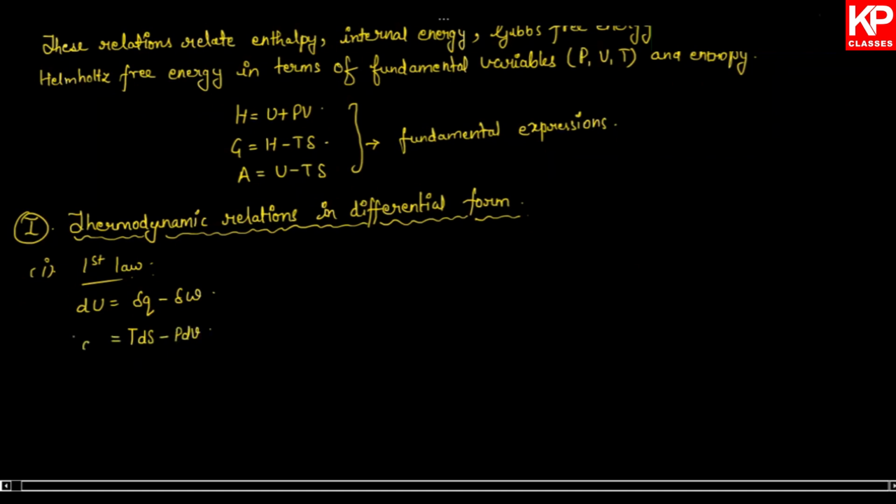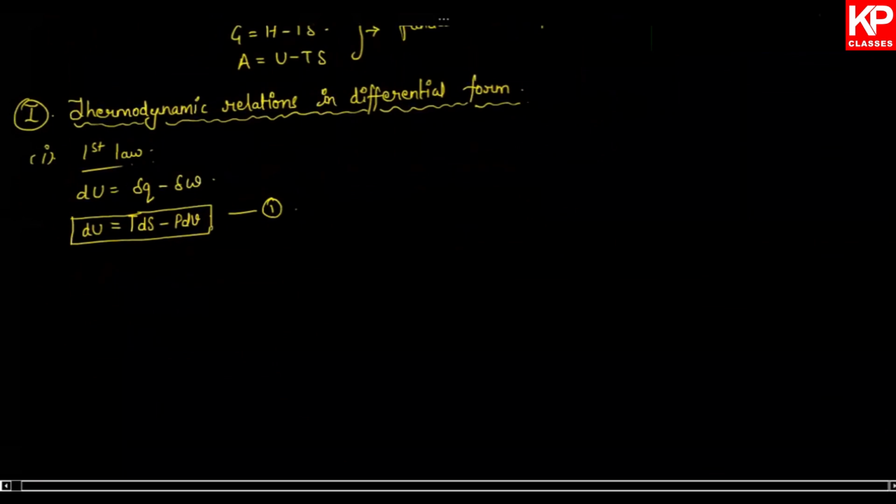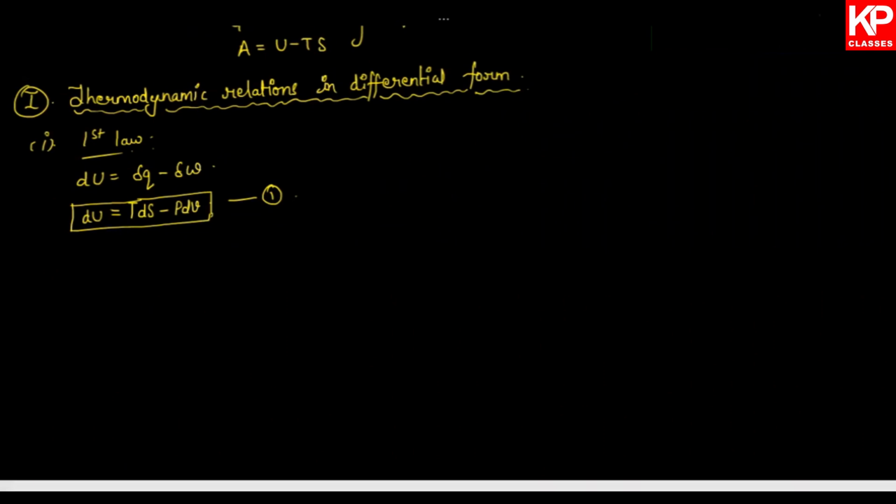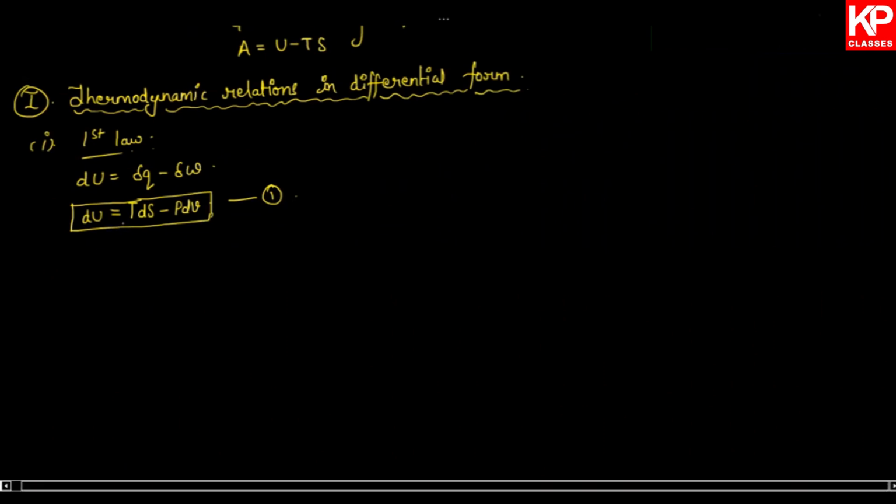Okay, so this is the differential form of internal energy relation with the thermodynamic variables. This is equation number one. You can directly write it down. The derivation is not at all difficult. You just have to understand what particular terms mean and how they are being expressed in other terminologies. So dU is nothing but equal to TdS minus PdV, and this is your first relation.